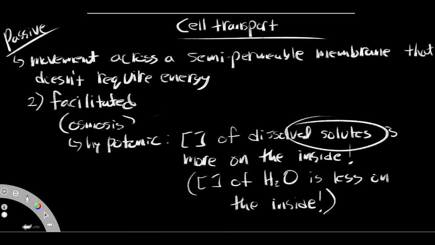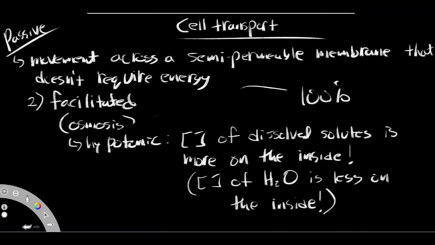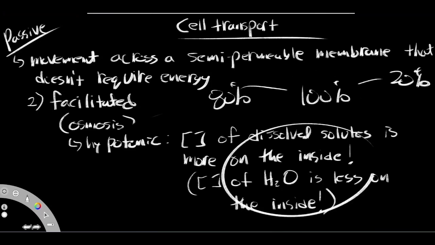If you have more dissolved solutes on the inside, there is going to be less water. Imagine if you have 100% of something, right? Let's say 80% of it is going to be dissolved solutes. Well, it needs to amount to 100%, right? So then what's the leftover? If we have 80 for these dissolved solutes, how much water are you going to have? Obviously, it's going to be 20%. You can't go over 100%, right? So that's what this is trying to say.